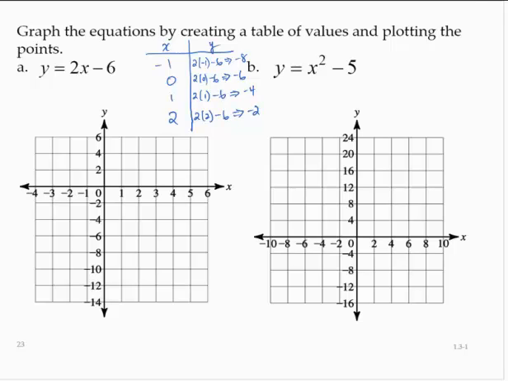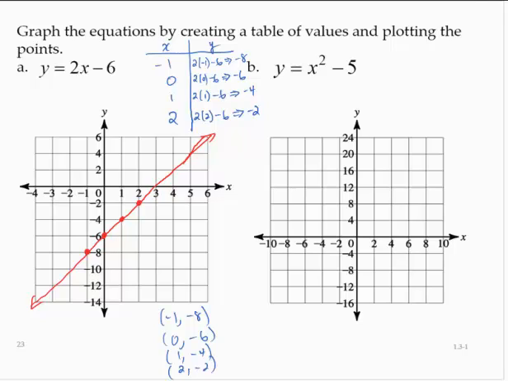So now we have some ordered pairs, right? We have negative 1, negative 8; 0, negative 6; 1, negative 4; and 2, negative 2. Plotting those points, negative 1, negative 8, 0, negative 6, 1, negative 4, 2, negative 2. We see a linear pattern, and so then we would draw the line passing through those points and arrow on either side.